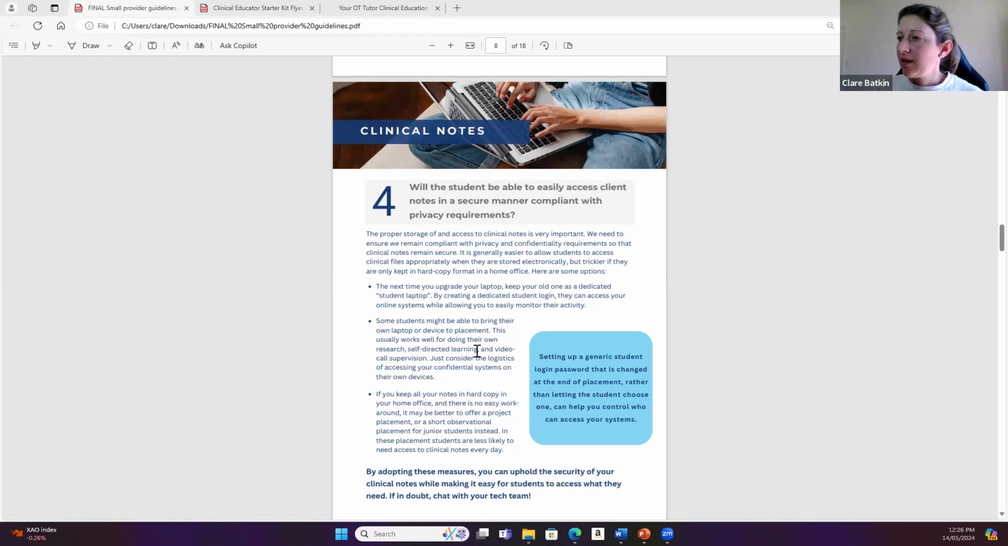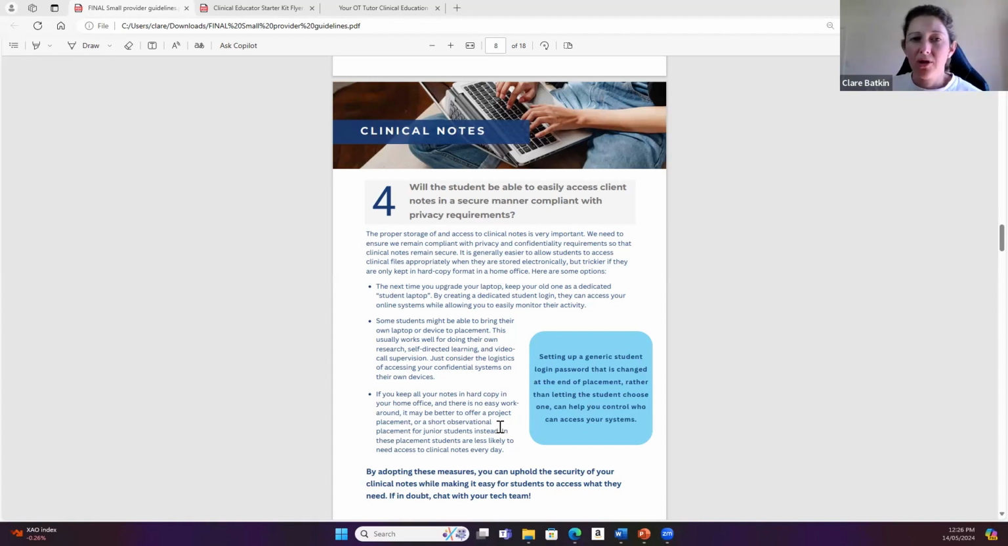Other things to consider is, sometimes they're actually not accessing private patient notes, it's more for their own research or things like that. So they might be able to use their own device for those sorts of things. Again, just keeping in mind what they're using it for and what the privacy concerns could be.